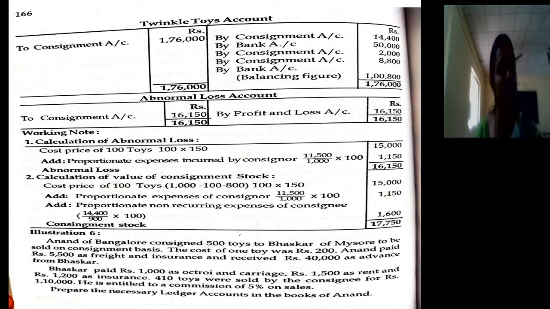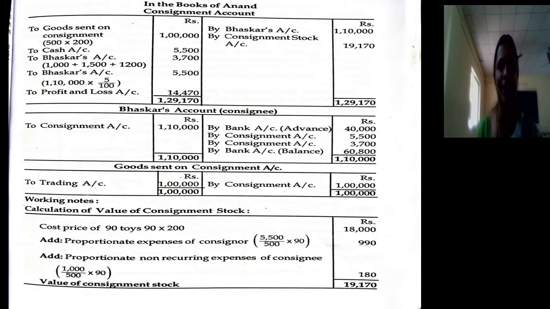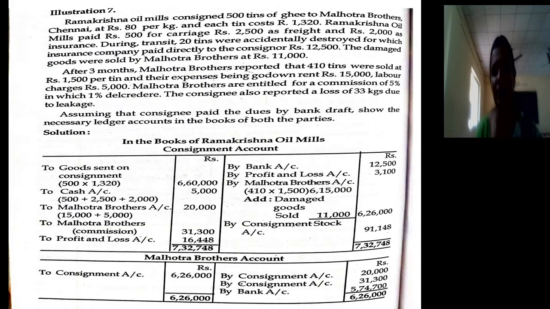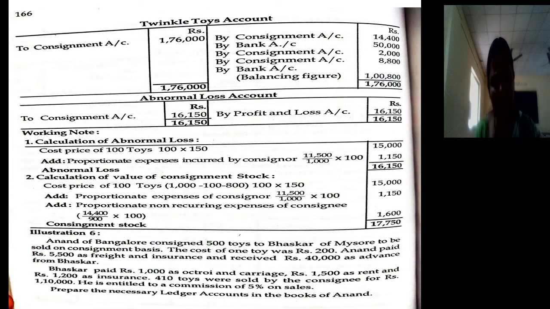Whenever amount is received by consignor from consignee as advance, journal entry is cash account debit or bank account debit or bills receivable account debit to consignee's account. So they have not specified whether the amount is received in cash or through draft. So that's why we are assuming it was sent through draft. In the journal entry, you can write cash also, no problem. Bank account debit to Bhaskar account 40,000. This is what you need to write.